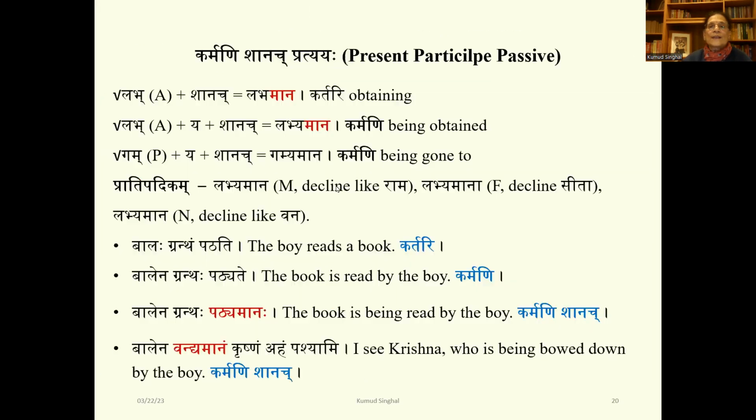So what we have done, in summary, let me just summarize it. We have learned the three Krit Pratyayas which form the Avyayas: Tumun, Ktva, and Lyap. And two, Shatr and Shanach, are present participles, which form the Pratipadikam. They are used more often to combine two sentences, like the going boy eats the fruit, or the boy who is going eats the fruit.